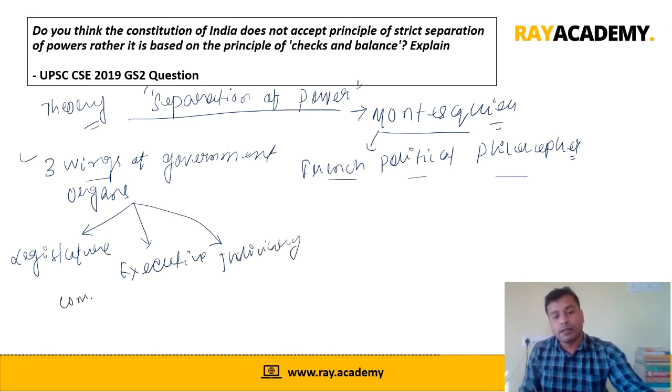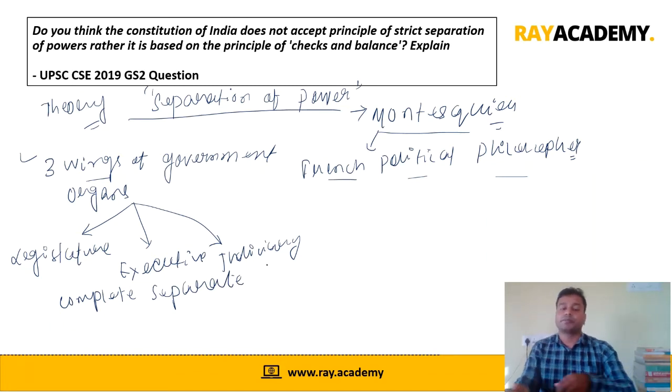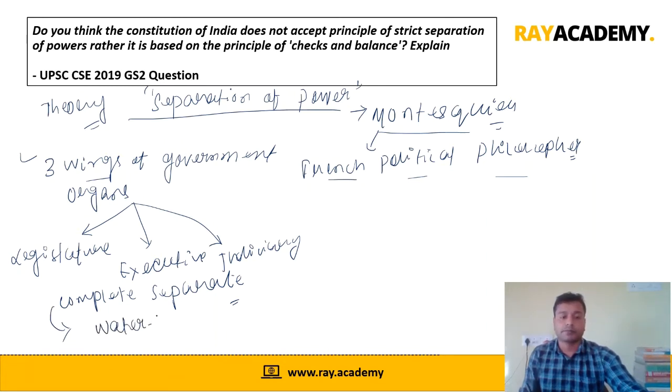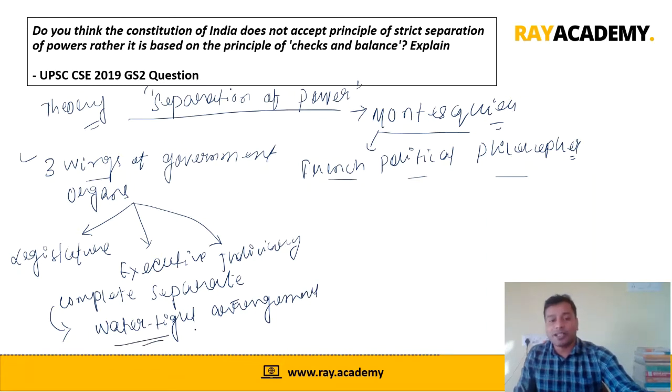shall be completely separate from each other. Okay, they shall be completely separate from each other. So that is the theory given by Montesquieu, which means a watertight arrangement. I do not go by the literal meaning of watertight. Watertight means water cannot pass from one compartment to another compartment. So that is the only meaning to understand.